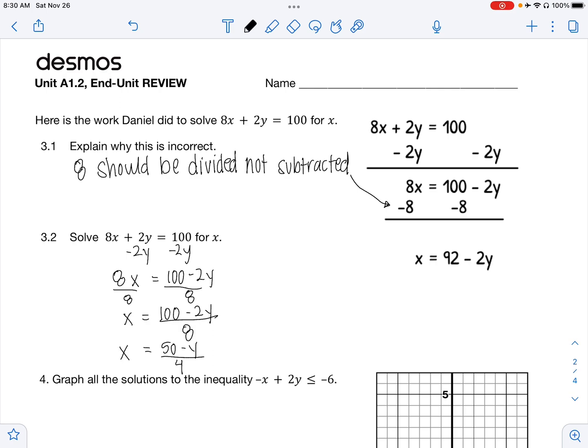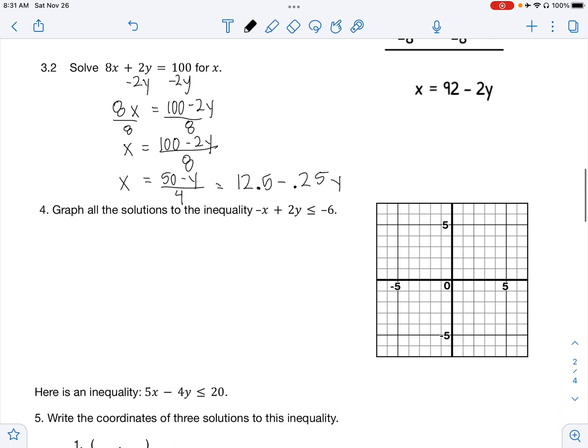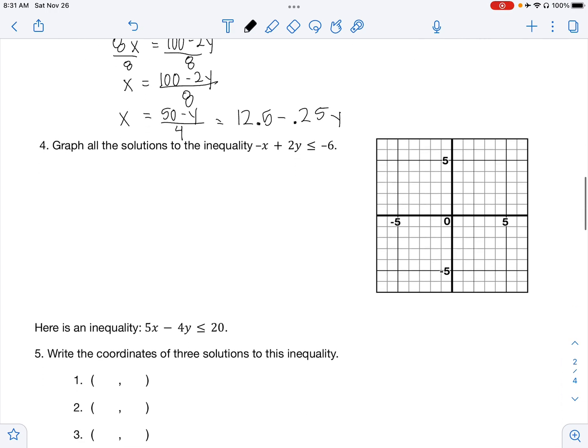Or I could keep it as 12.5 minus 0.25y. But I would prefer this one first, this one second, and this one last. So I'm going to circle this one as my final answer.